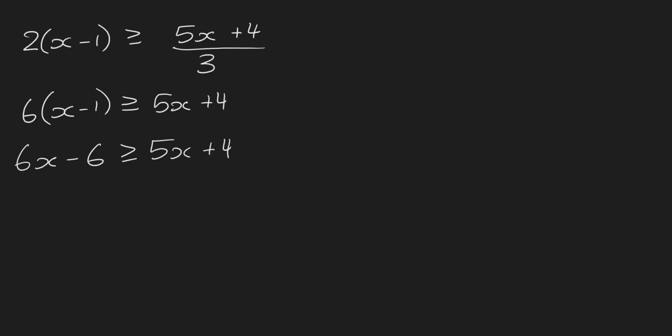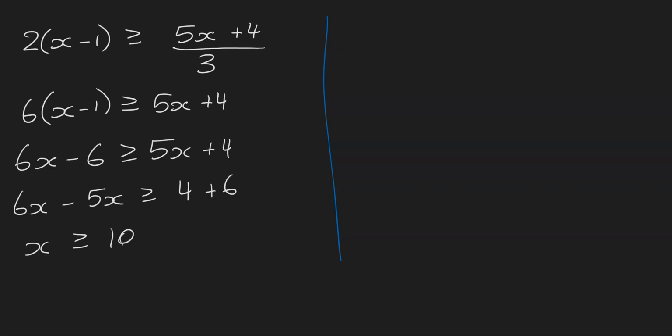Again, take all the x's on one side and all the other values on the other side, so we get 6x minus 5x is more than or equal to 4 plus 6. And again, all you do is just solve. So x is greater than or equal to 10. Now let's look at another one. We'll just do it right over here, since we've got a bit of space. So let's just say we had x minus 5 is less than 3x minus 11.